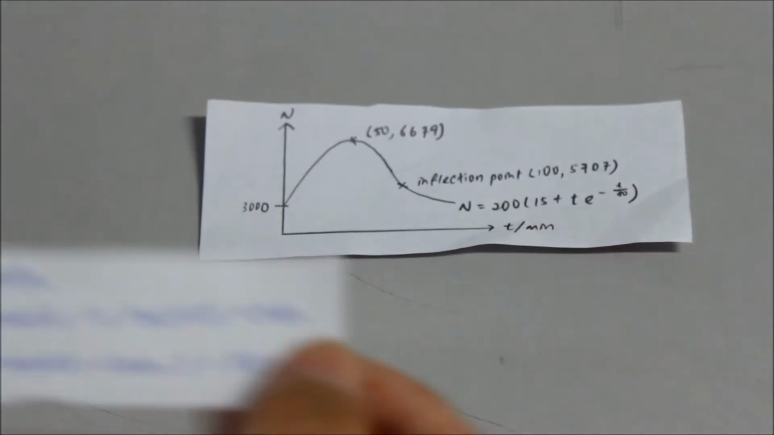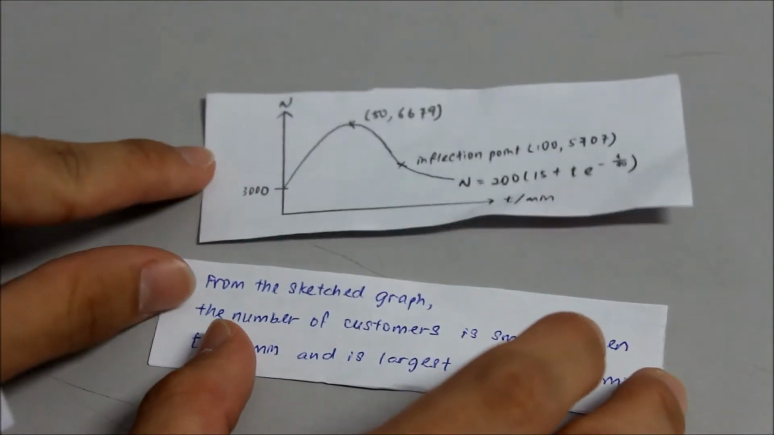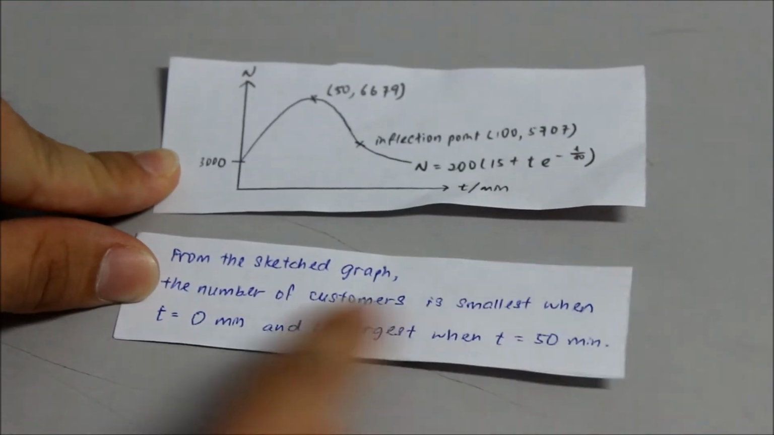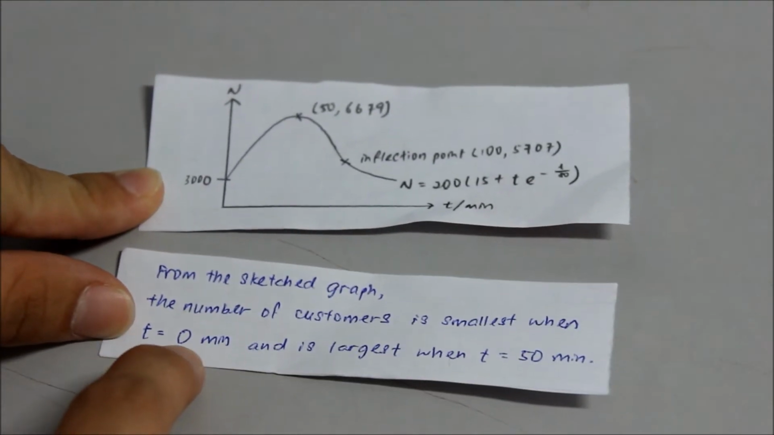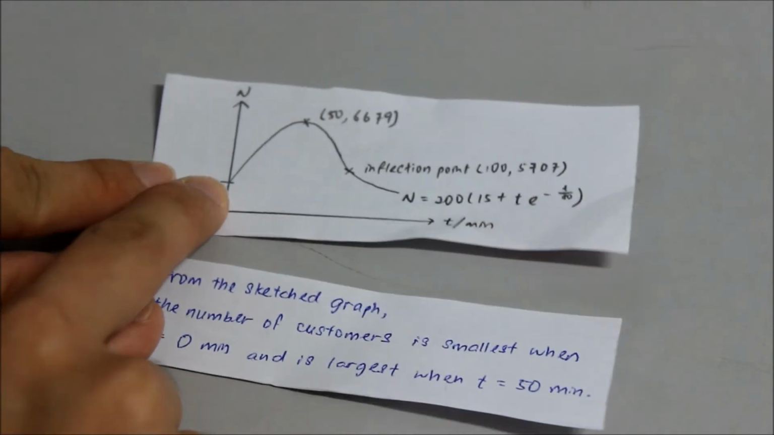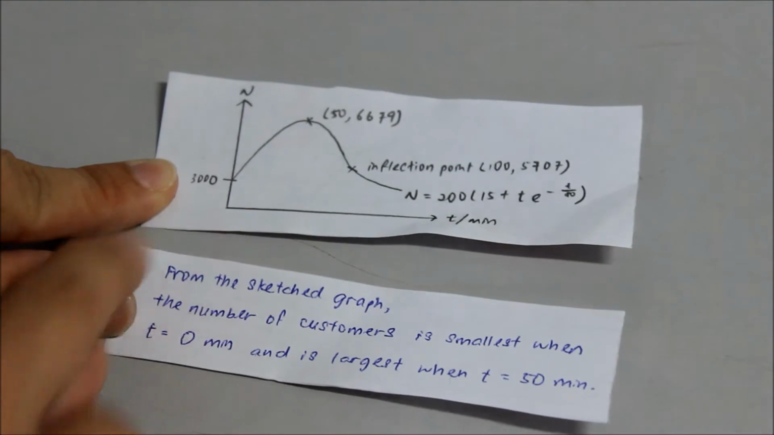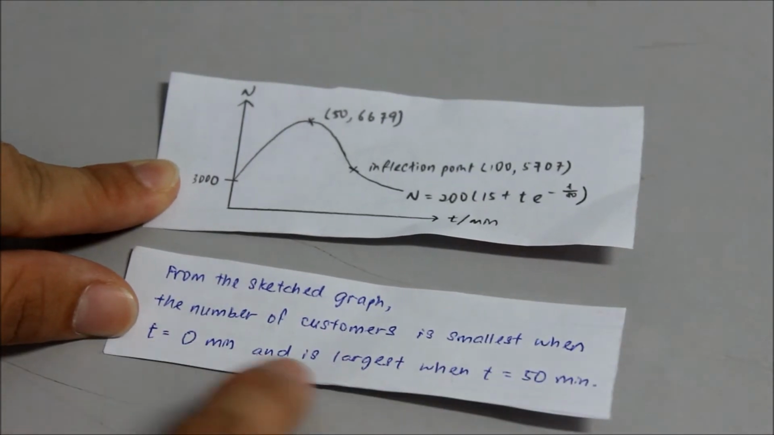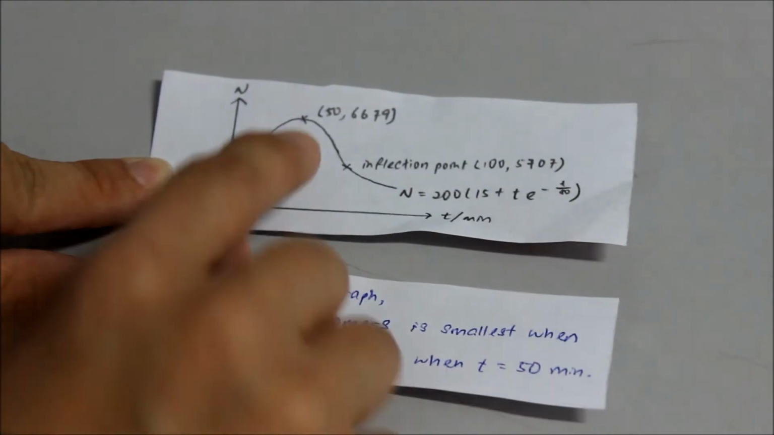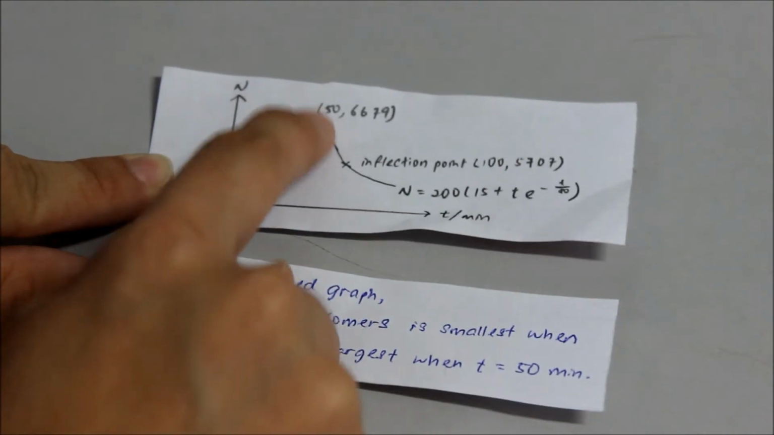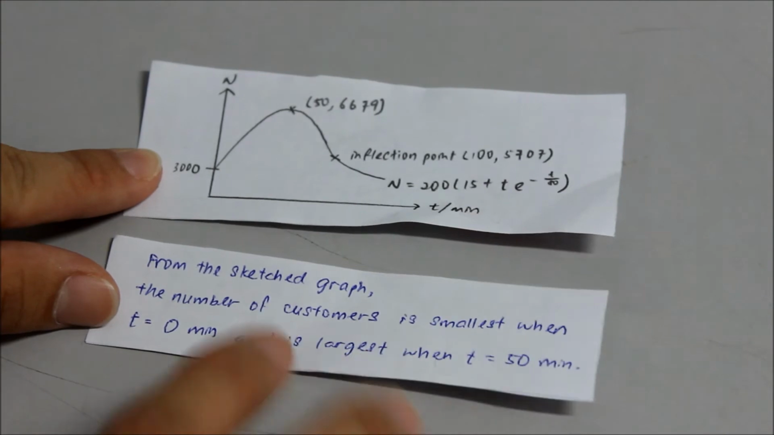Next, from the graph, we can know that the number of customers is the smallest when t is 0 minutes. The number of customers is only 3,000 when t is 0. And when t equals 50 minutes, the number of customers is the largest. These two pieces of information can be obtained from the graph sketch.